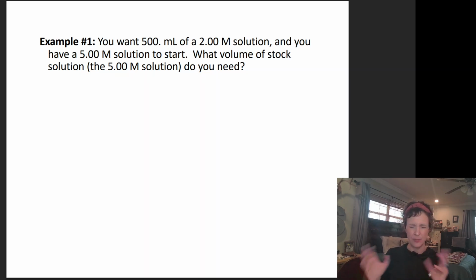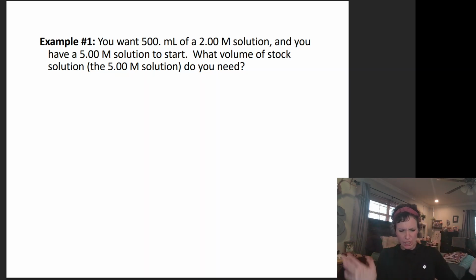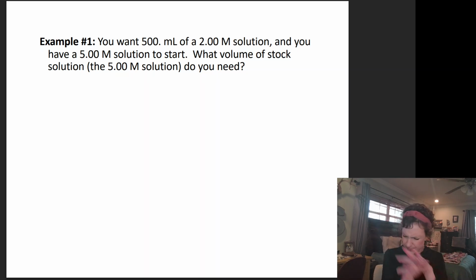I thought we would implement this technique. What is this process with the letters, the words and the numbers here even asking me to do? Well, let's see. It says you want 500 milliliters of a 2 molar solution. That is what I want. This is my goal, the solution I want to make: a 2 molar solution, and I want 500 milliliters of it.